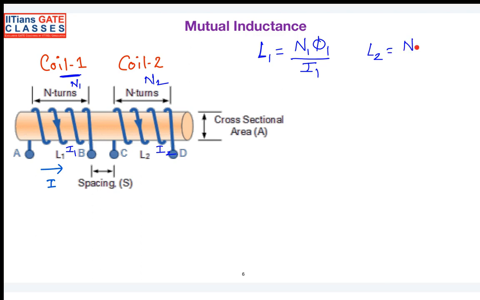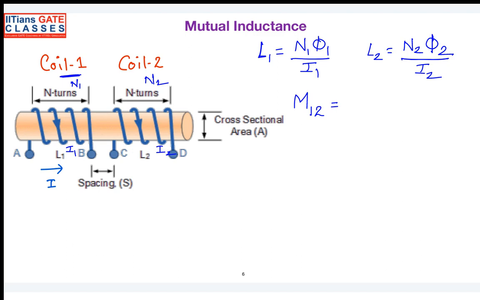N2 into the flux generated within the core 2 divided by the current I2. But ideally speaking, I1 and I2 will be same. How is the mutual inductance defined right now? The mutual inductance between the first and second coil will be defined as follows.